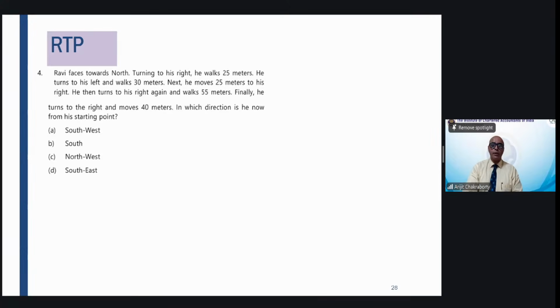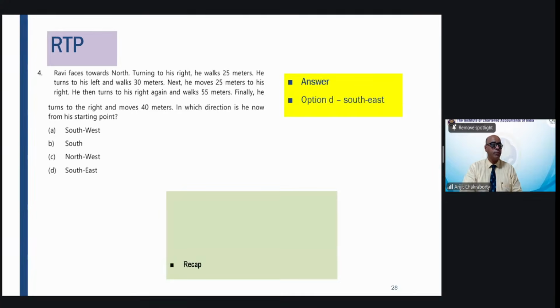This is a question where we see multiple movements, frequent changes of direction. Looking at the type of question in this example, the final answer for RTP is option number D.